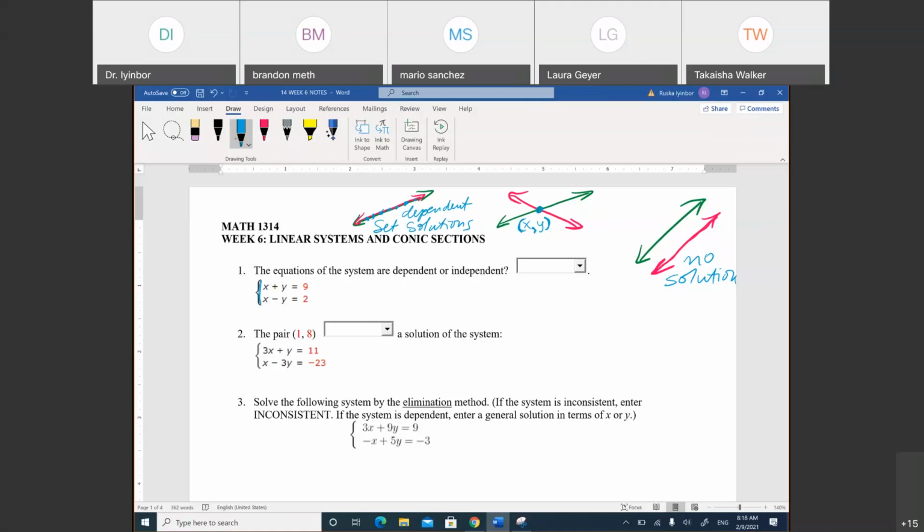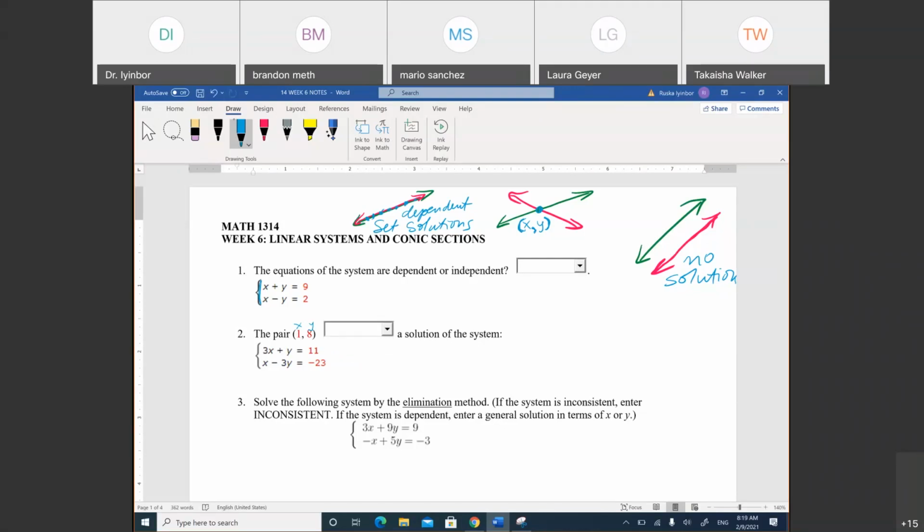So here they give me a pair, one point. The first number is x, the second number is y. And they're asking, is that pair a solution or not a solution of the system? That's what you need to pick, is or is not. So how do you know if that point is a solution? You take x is 1, y is 8, and plug it into the two equations. If this point makes both of the equations true, that means it's a solution, right?